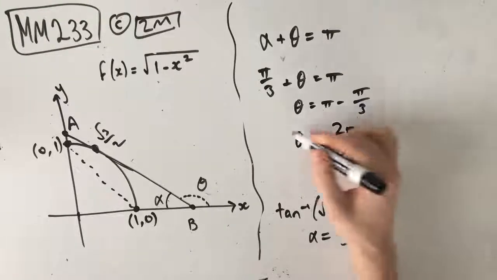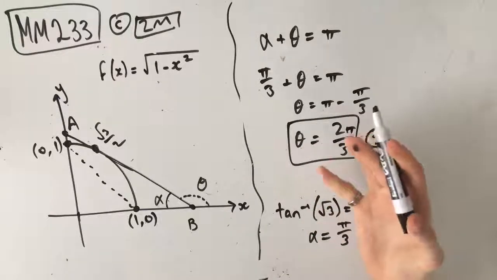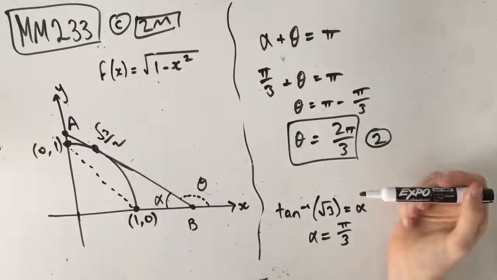That's our second and final mark. That's our final answer. And we've answered the question fully. It just asks us to find the value of theta, such that it's a tangent at x equals root 3 on 2. We've done that. Theta is equal to 2 pi on 3.